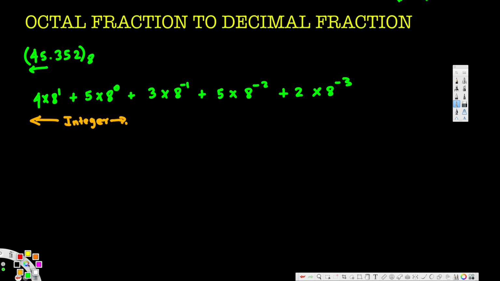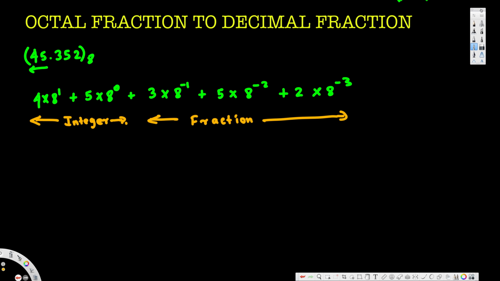Okay, this is for the fraction part, and if we add all of these numbers, that's going to give us the decimal fraction number. If you add all of these 5 together, you're going to get 37.457, and this is going to be a decimal number.